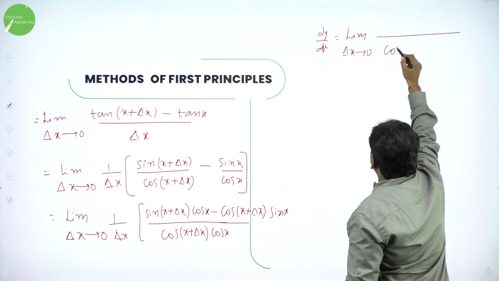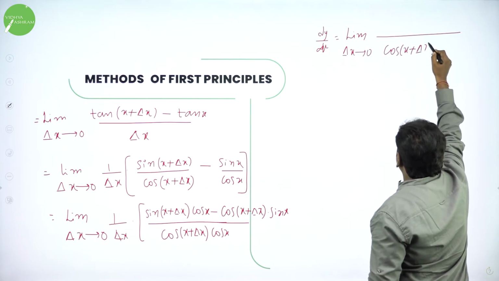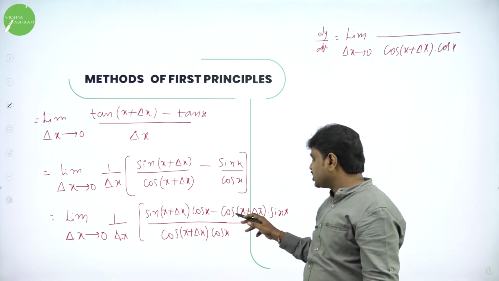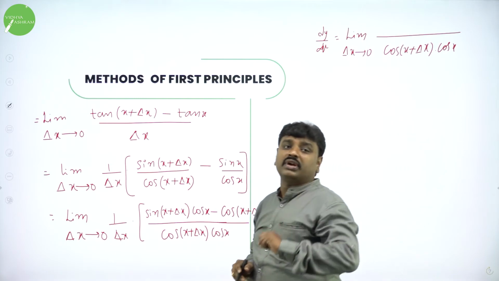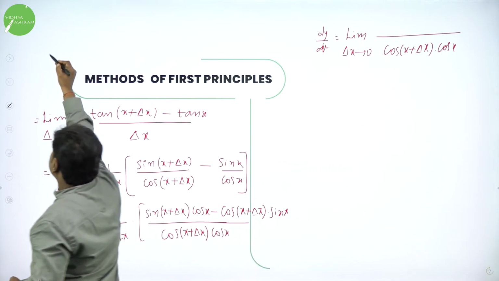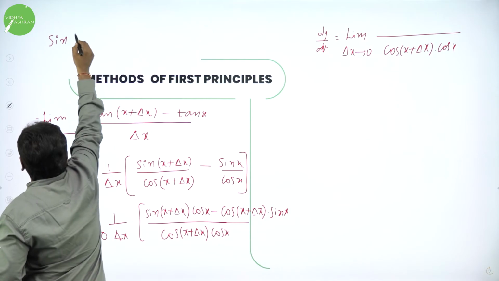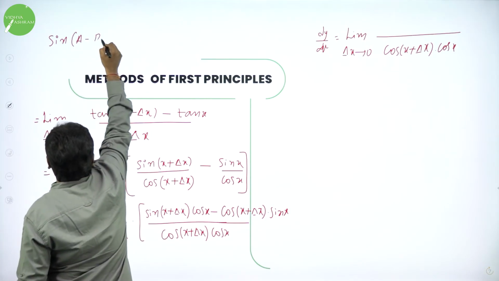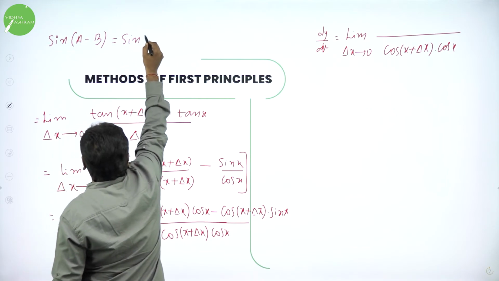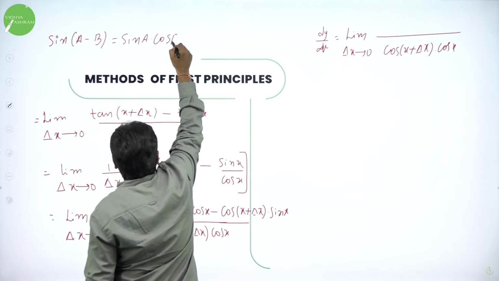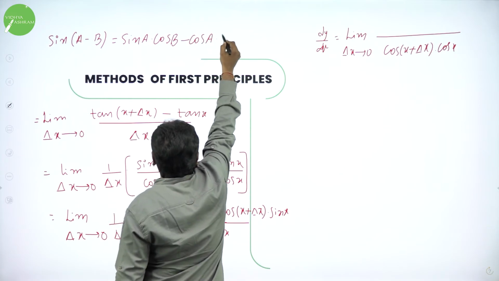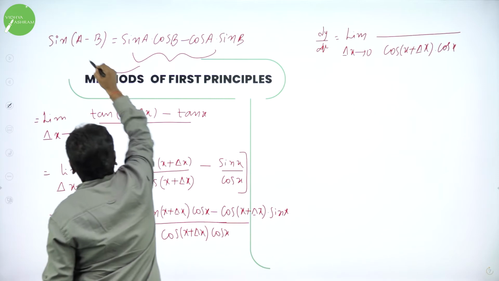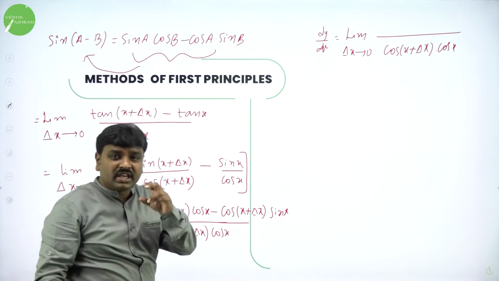Cos of x plus delta x into cos x, and numerator, if you observe it, is in the form sin A cos B minus cos A sin B. So, you should know the compound angle formula to solve this. What is sin A cos B minus cos A sin B? Sin of A minus B. What is sin of A minus B? It's a compound angle in trigonometry. Sin of A minus B is sin A cos B minus cos A sin B. So, if you have the form like sin A cos B minus cos A sin B, you can write it as sin of A minus B.